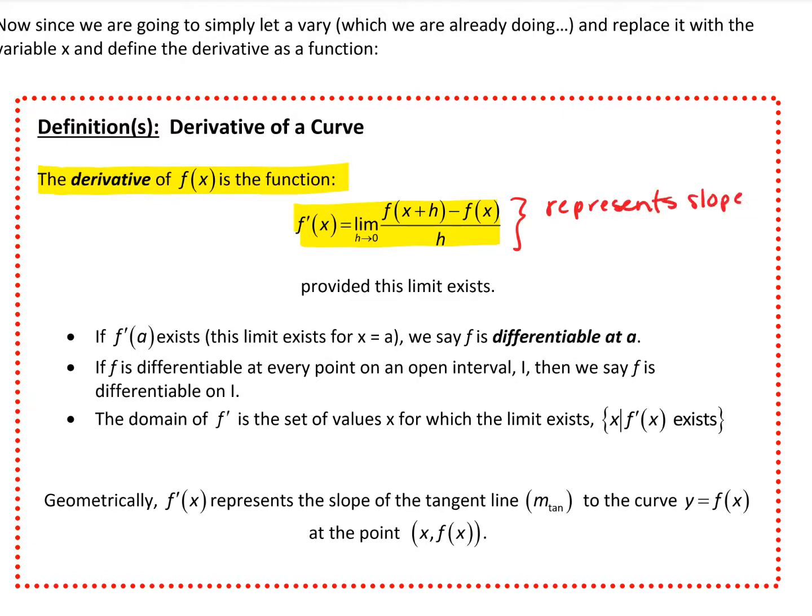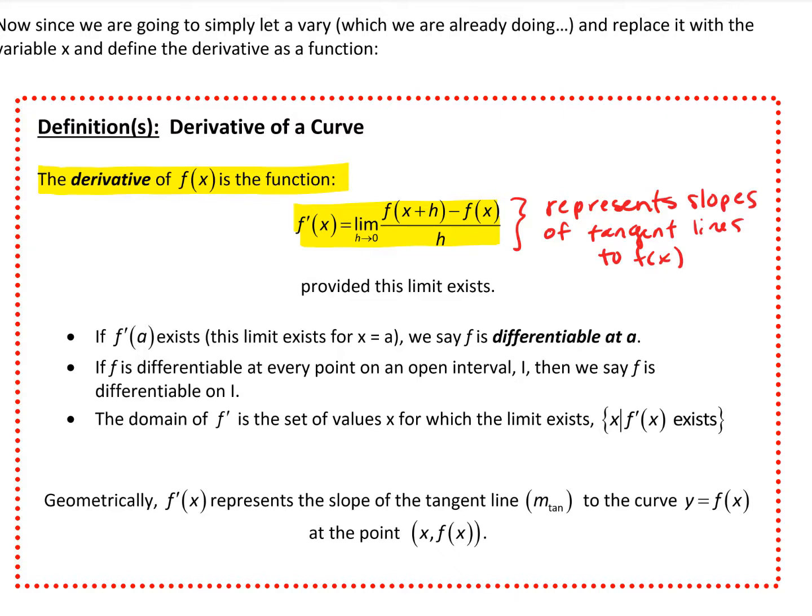It gives us slopes of tangent lines to f of x. Okay? That's what f prime of x gives us. It gives us the slopes of the tangent lines at any given x when this limit exists. Okay? All right, so graphically f prime of x represents the slope of the tangent lines. I have it at the bottom here too. Slope of the tangent lines to the curve y equals f of x at a point x, f of x.